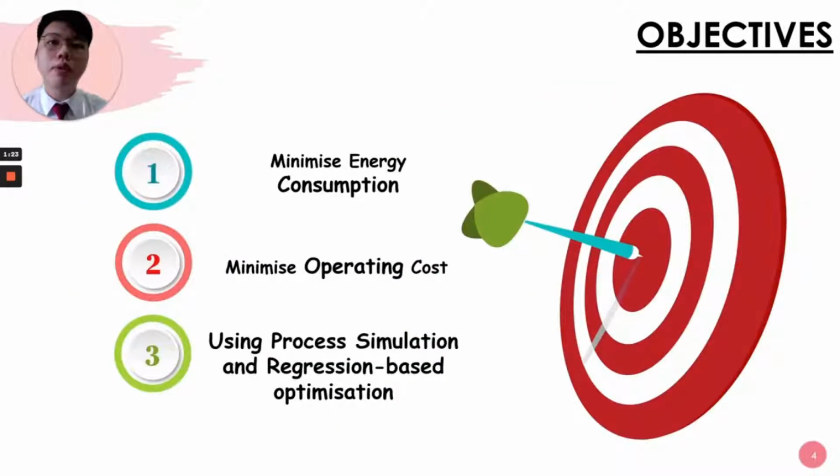Emission of carbon dioxide into the atmosphere will incur carbon dioxide penalty. Therefore, the main aims of the problem are to minimize energy consumption and minimize operating costs of the process by using process simulation and regression-based optimization. It is important to evaluate the optimal operating parameters of the sweetening process.